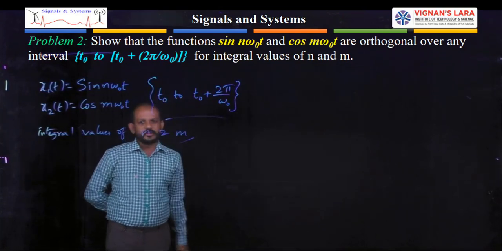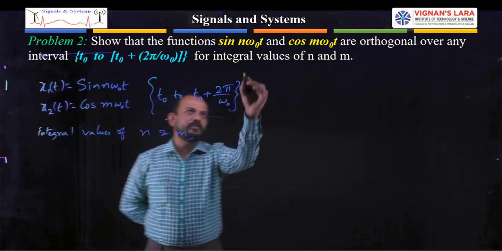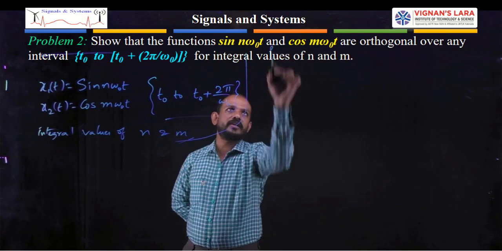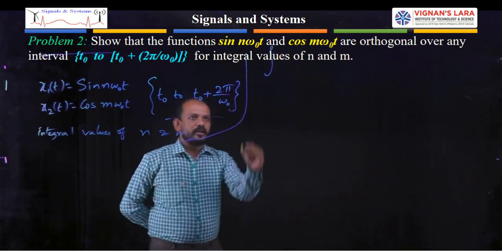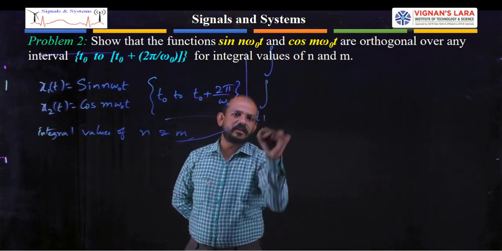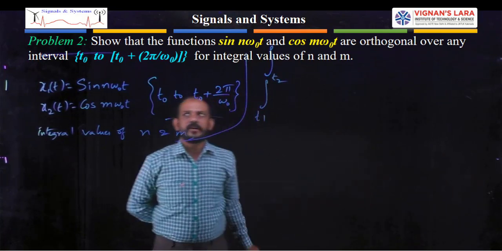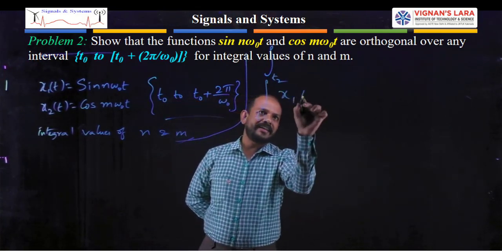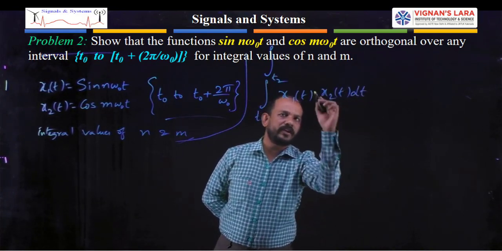So this is the given thing. So simply, where is the formula? We have to go for integration. So what we have to find out? First, we have to find out the integral from t1 to t2 of x1 of t into x2 of t dt. We have to find out this one.